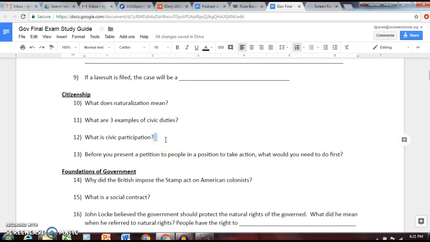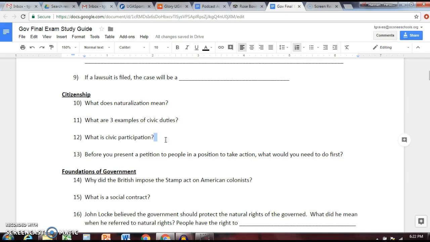Number 12, what is civic participation? This simply means that you are engaging in your community. It could be community service, like donating and helping out with the Secret Santa project at the school, cleaning up the roads, all kind of things like that. Could be starting a petition, calling your congressman when you're upset about an issue. Those are all examples of civic participation where you're engaging in your community.